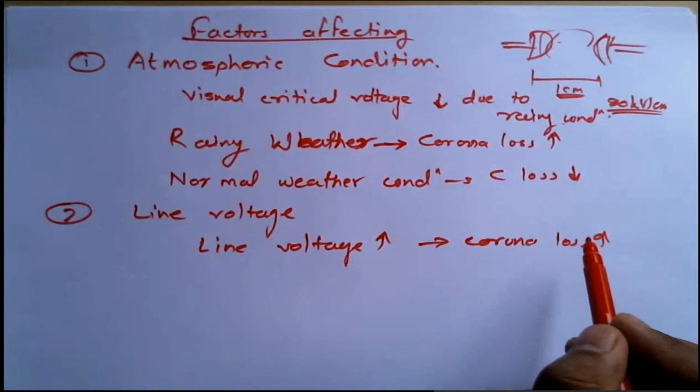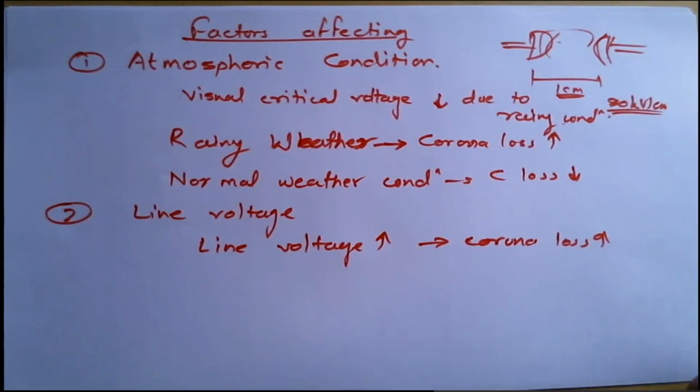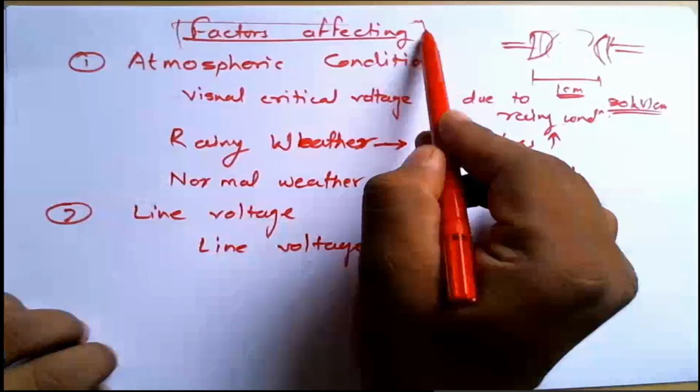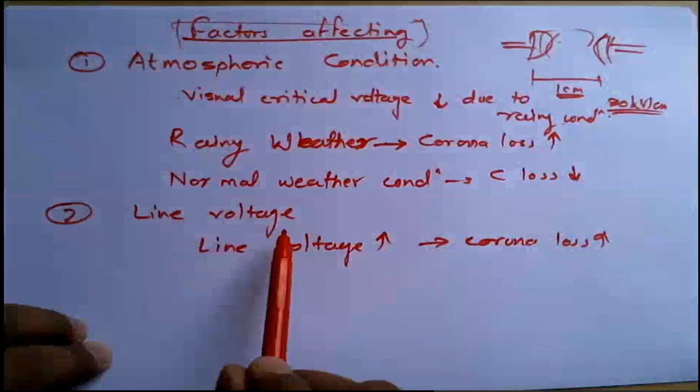But to reduce the losses, why are we going for extra voltage? Can anyone tell me the reason we are going for extra voltage? Right now we are just seeing the factors which are affecting the corona. Okay, so the second factor is line voltage.